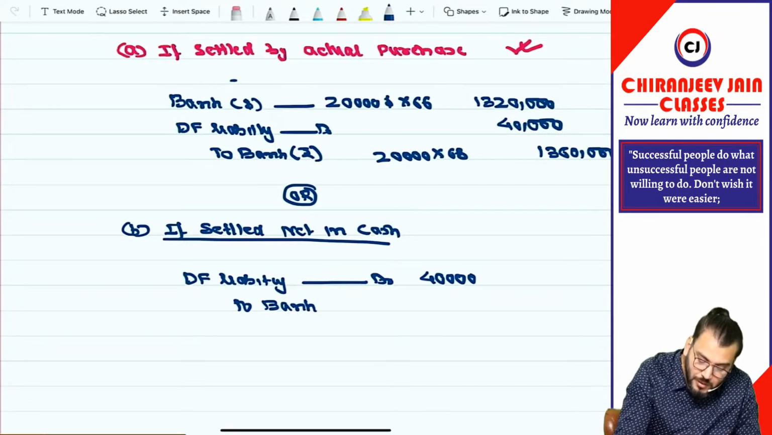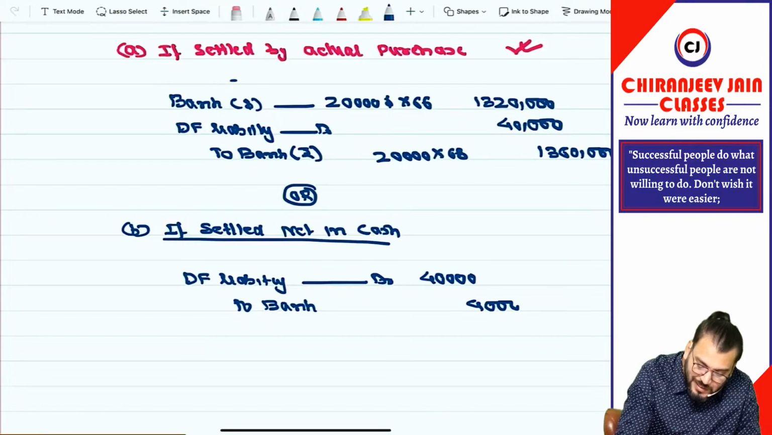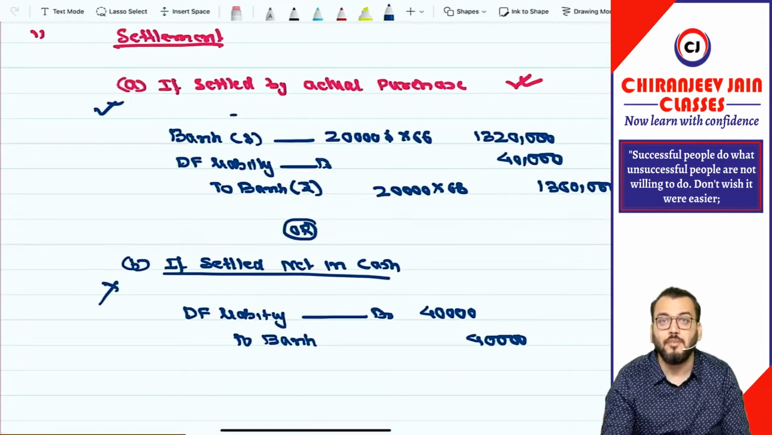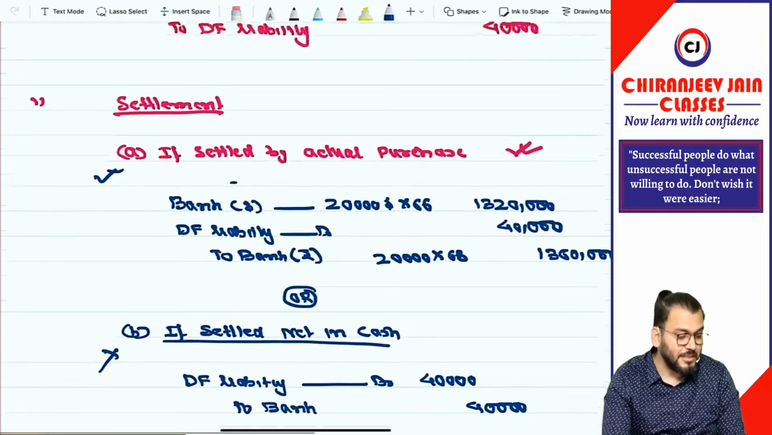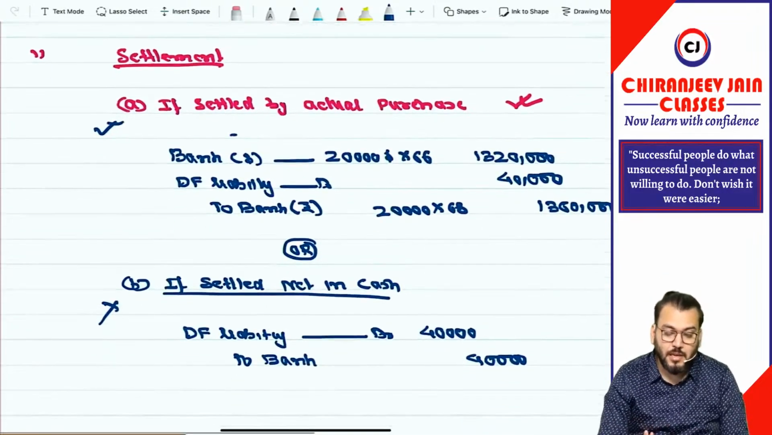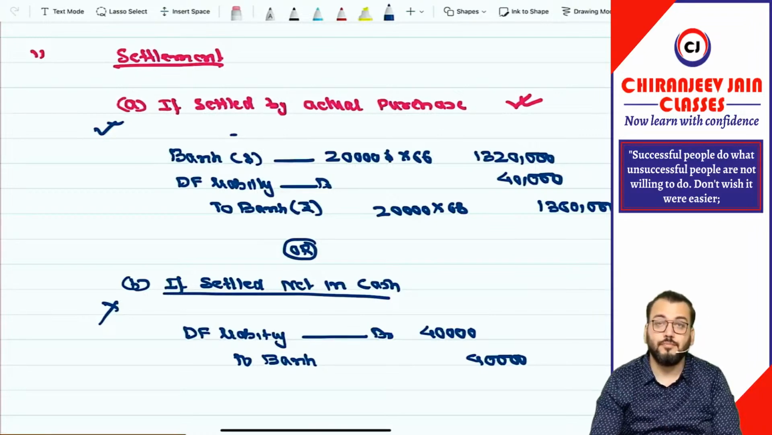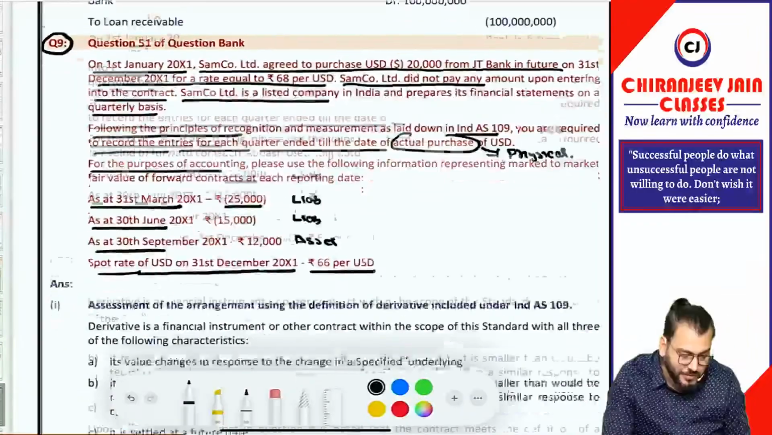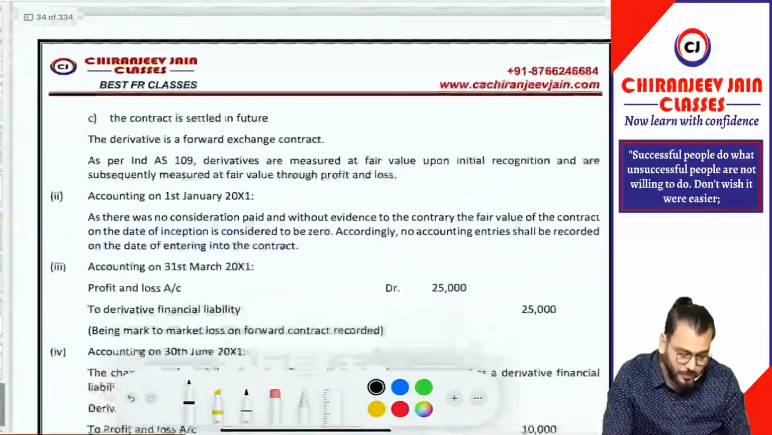Got it? Have we understood these two cases? But in this question it is already given, so don't pass this journal entry in the exam. Got it? Have you understood this? Simple. So this question is also done. Next, now let us come to one more question.